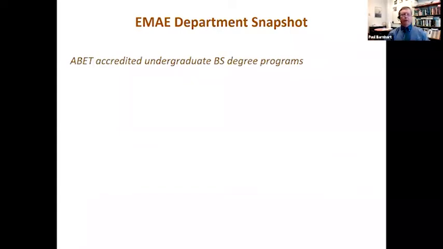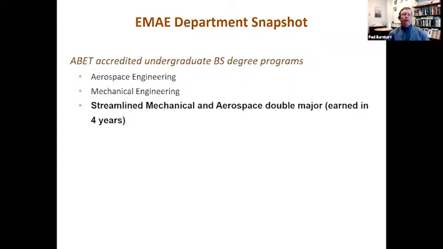This is a snapshot of our department. We are an ABET accredited undergraduate Bachelor's of Science degree in 2 programs. The first, aerospace engineering, the second, mechanical engineering. We have a streamlined mechanical and aerospace double major where you can get 2 majors and a single bachelor's degree, and you can earn that in 4 years.